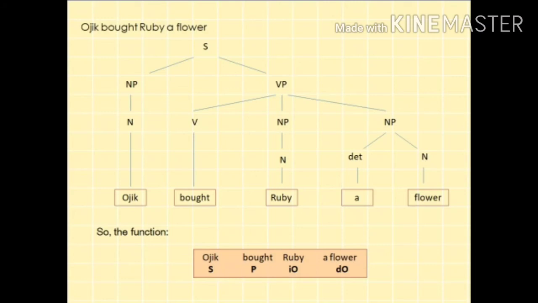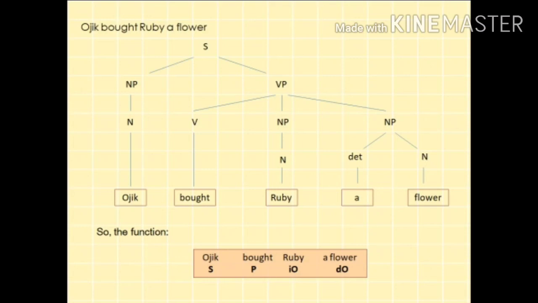So, this is a tree diagram of the sentence Oji bought Ruby a flower. It is similar to transitive verb and intransitive verb. We put S or sentence on the top, and then we divide it into two parts. The first is noun phrase and the second one is verb phrase. And then we specify the NP or noun phrase into N or noun, as in Oji.